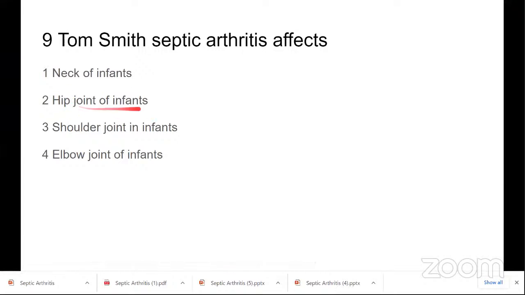Hip joint of infant. See, septic arthritis, we were talking about in a wide age range, anywhere between newborn to adolescence. Most commonly it is in the range of up to 6 to 7 years, 8 years. The most common painful hip entity is septic arthritis. But when it comes to Tom Smith arthritis, please remember it is an infection in an infant less than 1 year. There is a reason for that, I will come to that later. So hip joint septic arthritis of infant is Tom Smith arthritis.